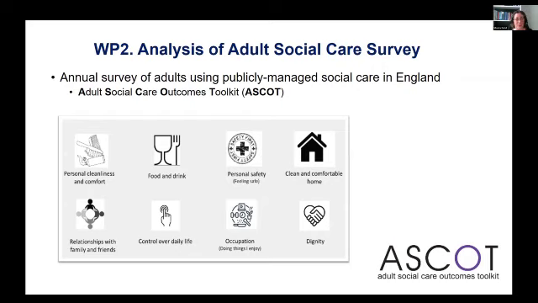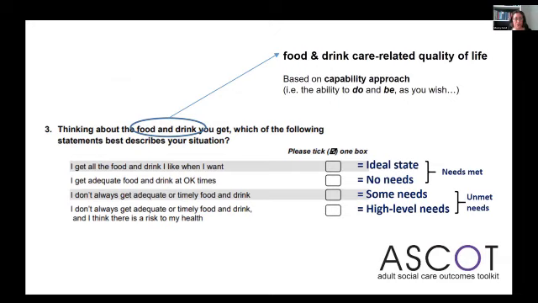I'm going to now show you what the question looks like in the questionnaire. It's question number 3: thinking about the food and drink you get, which of the following statements best describes your situation? There are 4 statements. I get all the food and drink I like when I want. I get adequate food and drink at okay times. I don't always get adequate or timely food and drink. And I don't always get adequate or timely food and drink, and I think there's a risk to my health.